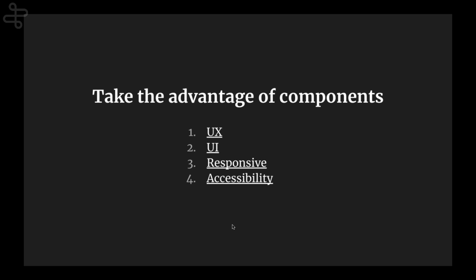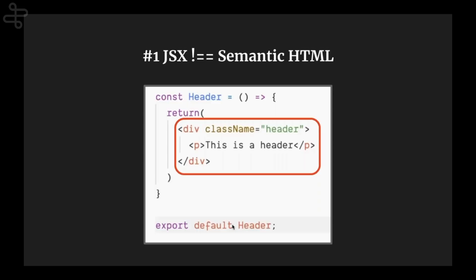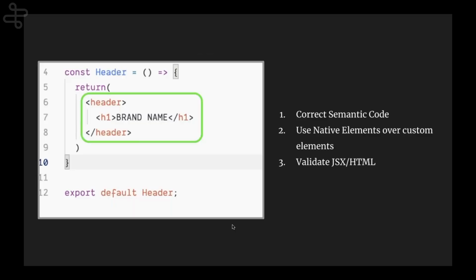Now, the first rule when you are working on React apps for accessibility is to understand that your JSX does not equal semantic HTML. The code in front of you is a header component, where in the JSX I'm using a div to create a header. A lot of people might say there's nothing wrong, but you need to understand that there is already a header tag available in HTML.